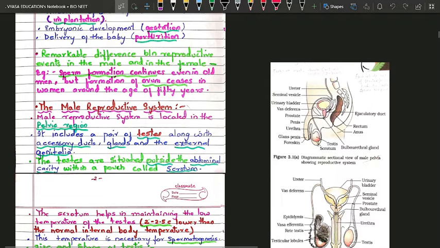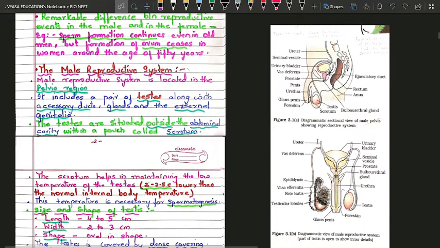So why is it situated outside the abdominal cavity? The scrotum helps in maintaining a lower temperature. The testis does not need the temperature which is present in the abdomen. It needs a temperature lower than the lower abdomen, so the scrotum helps the testis maintain temperature. It needs 2 to 2.5 degrees Celsius lower than the normal internal body temperature. In the abdomen, the temperature is more than the scrotal temperature.